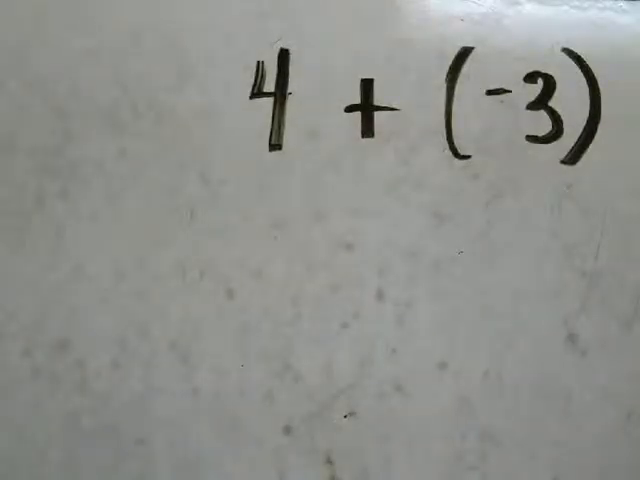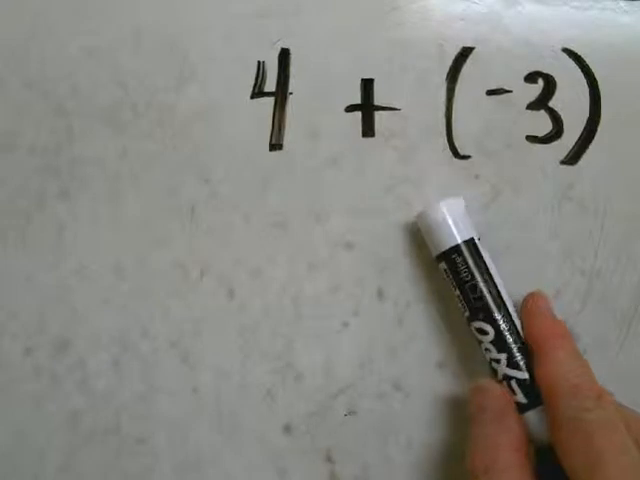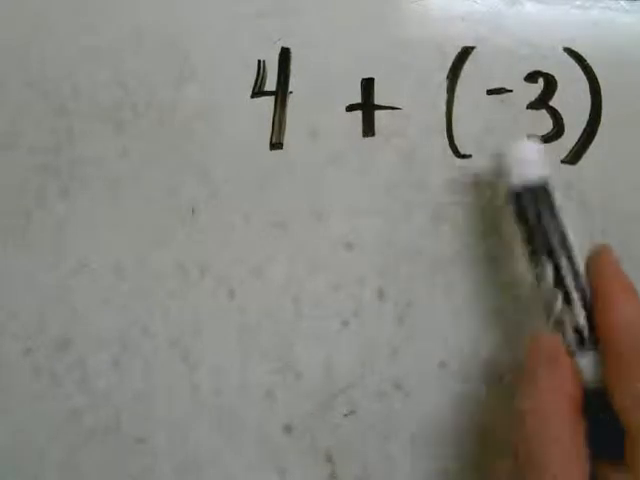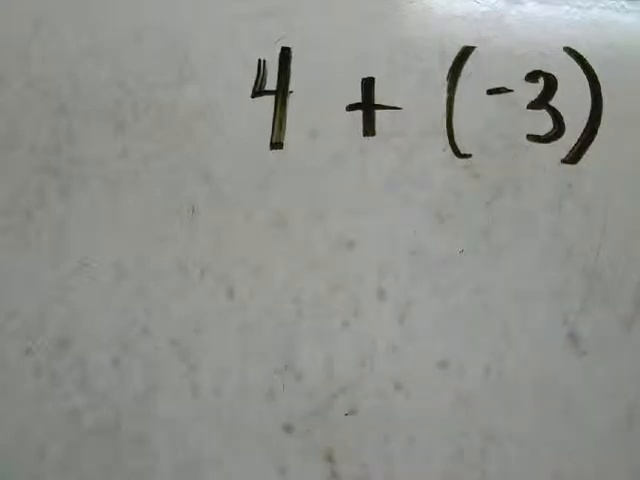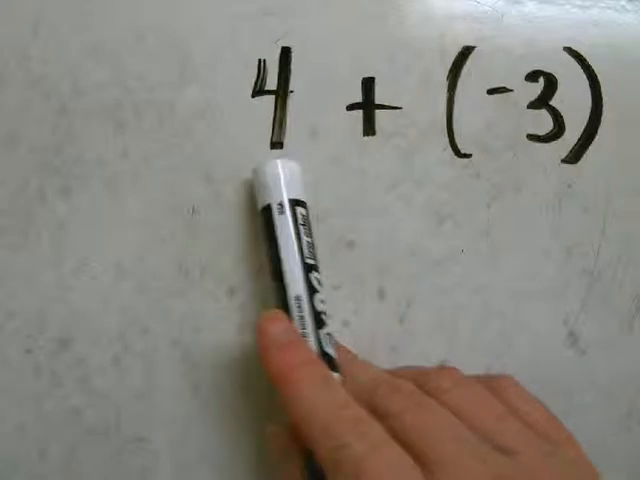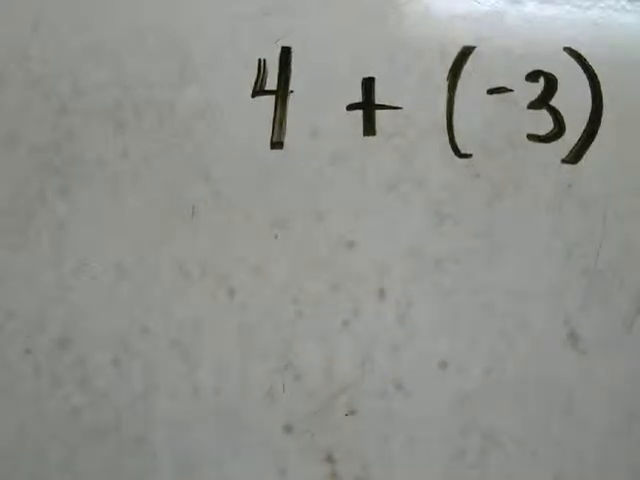Today we're going to talk about adding integers. Let's say we have a problem like 4 plus negative 3. Notice I have my negative 3 in parentheses, and that's just to separate the sign that goes with the 3 from the plus. Otherwise it looks kind of strange if we just have 4 plus minus 3. So my number is in parentheses just to separate that.